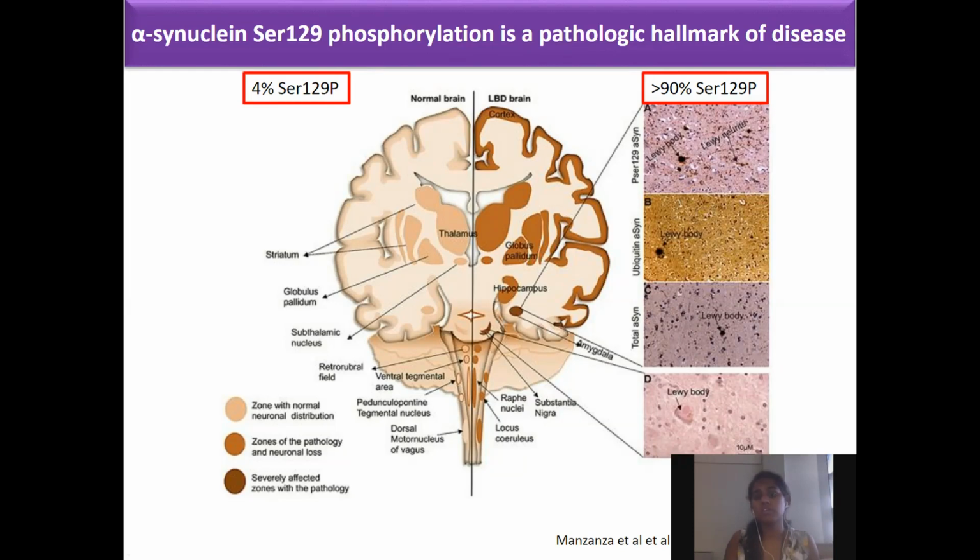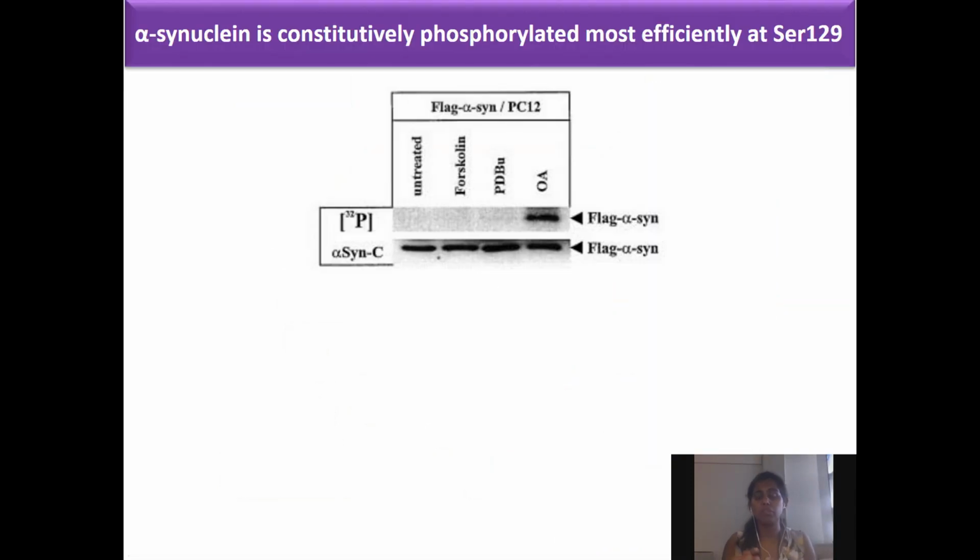Because of the stark difference in normal versus diseased brain, studies have always focused on the pathological role of serine 129 phosphorylation. However, a tight regulation of alpha-synuclein in normal brains suggests a physiological function. In fact, numerous examples exist in biology which are regulated by low-frequency phosphorylation events. In fact, initial studies which mapped alpha-synuclein phosphorylation found that alpha-synuclein is constitutively phosphorylated.